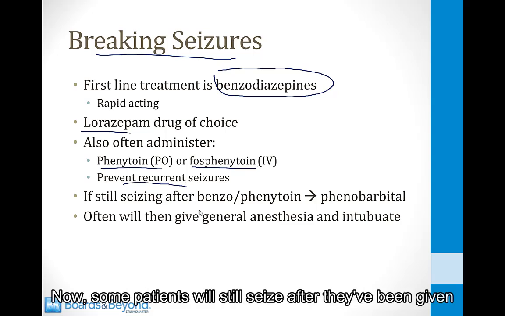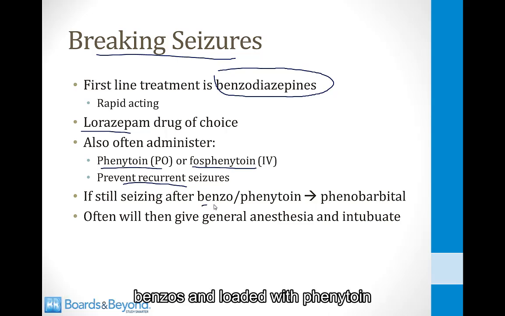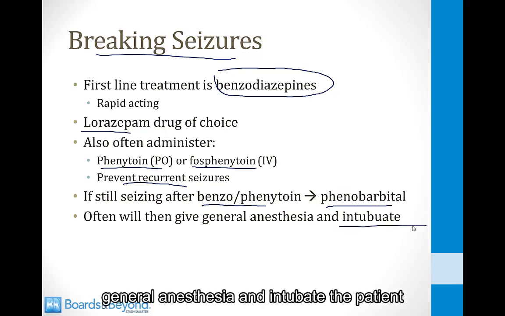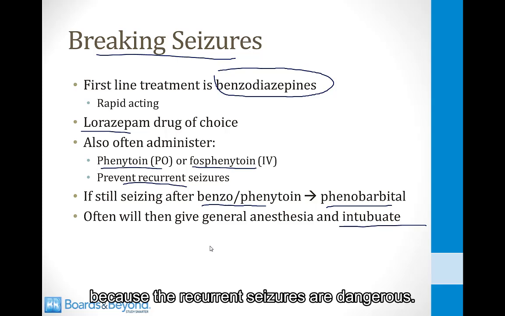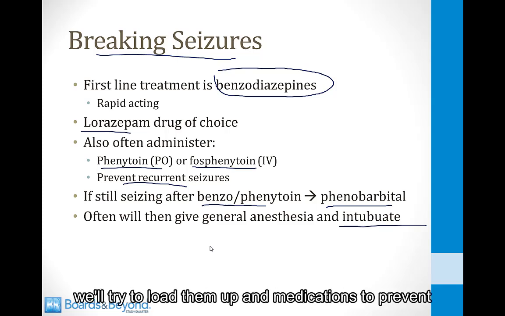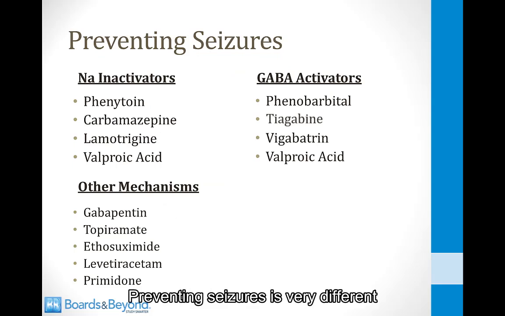Now some patients will still seize after they've been given benzos and loaded with phenytoin, and then you can try phenobarbital. And if that doesn't work, we often have to give general anesthesia and intubate the patient because the recurrent seizures are dangerous. And then while they're sedated and intubated, we'll try to load them up on medications to prevent further seizures. Preventing seizures is very different from breaking status epilepticus.